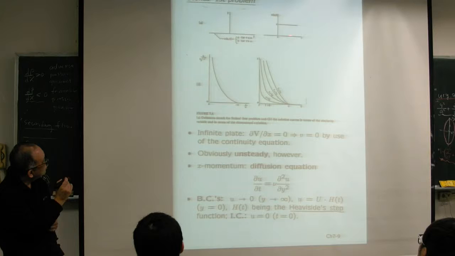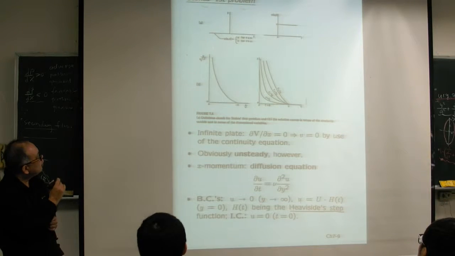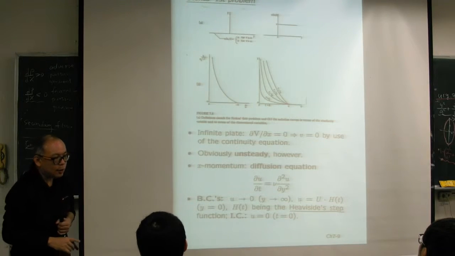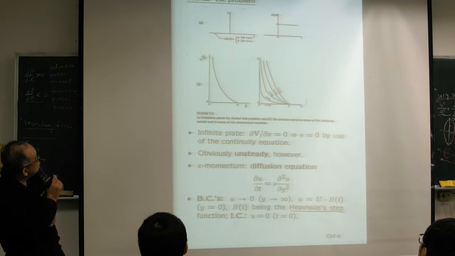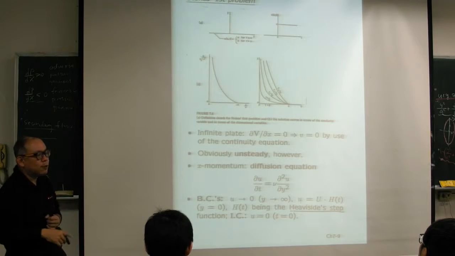This is time, and this is our wall velocity. For time less than 0 the velocity is equal to 0, and for time greater than 0 it is equal to a constant velocity. We try to learn, when we have this kind of step function for the boundary condition, what happens to the flow field above. So we want to understand: the wall initially doesn't move, then suddenly moves at a constant velocity, how does the fluid above move? This is Stokes first problem.